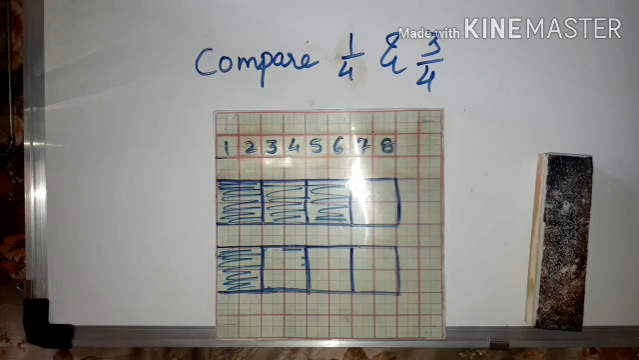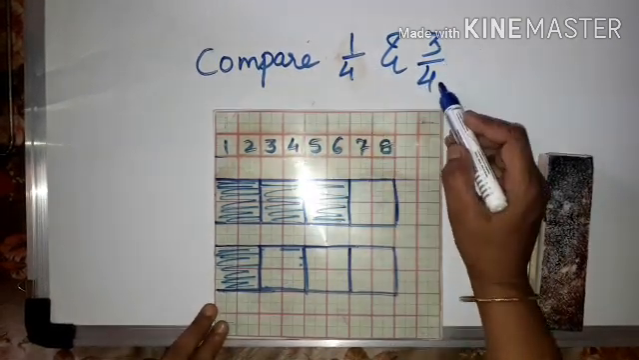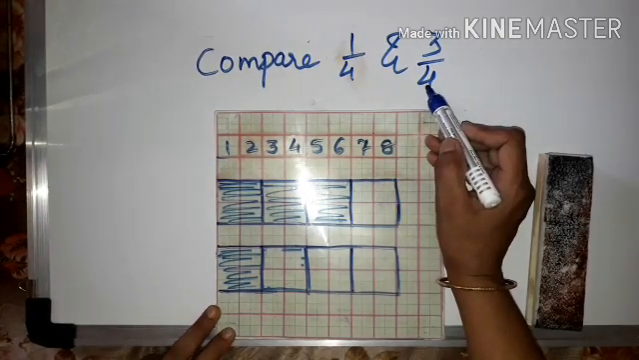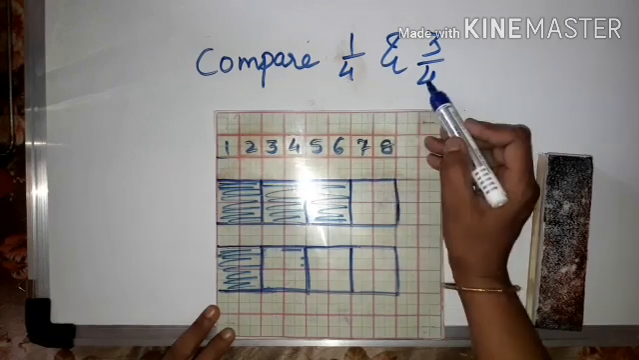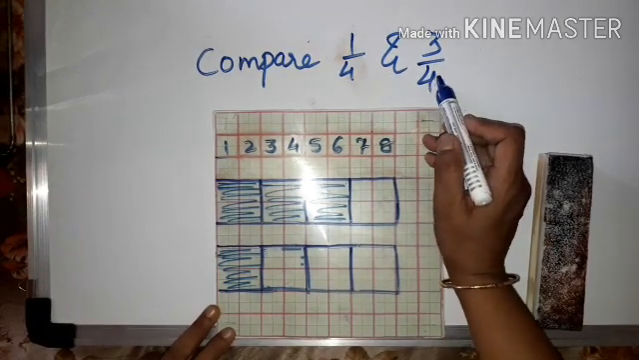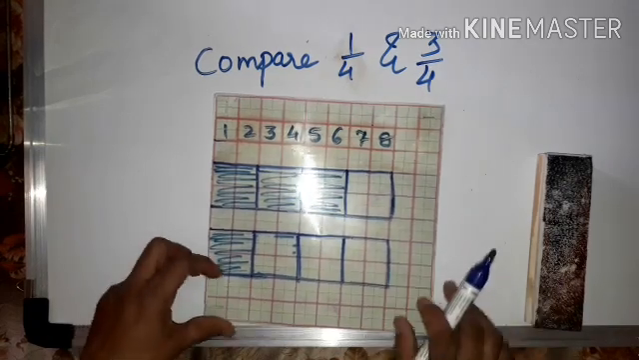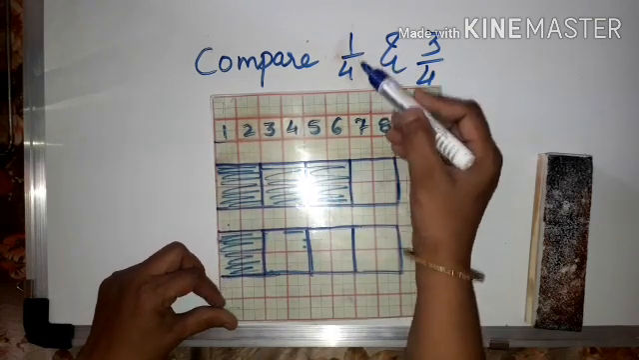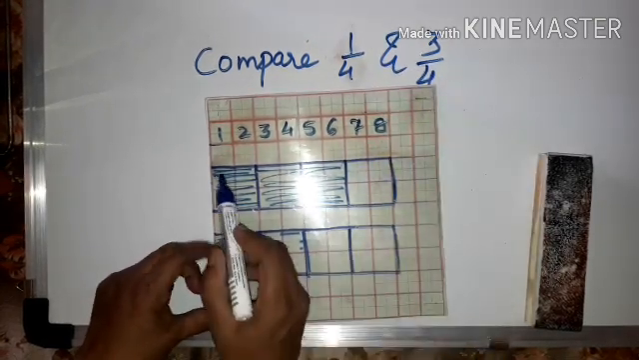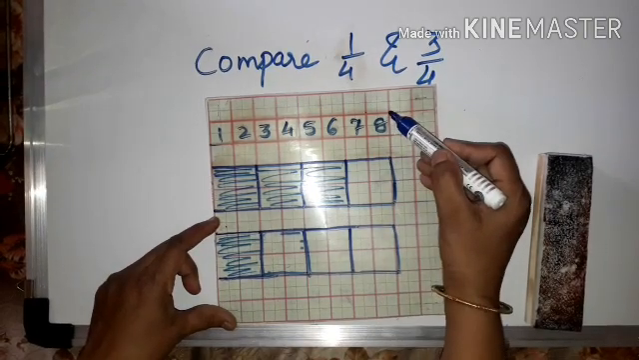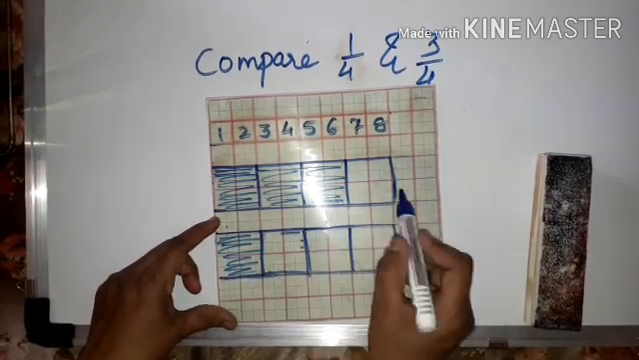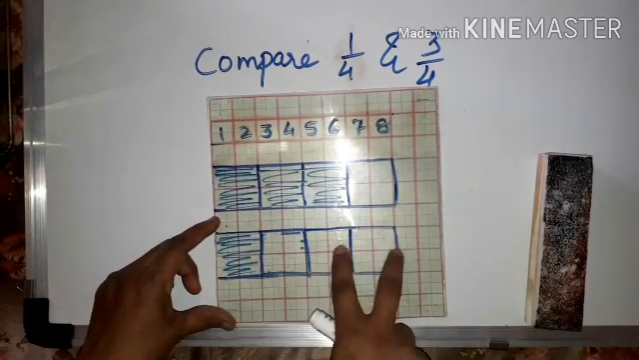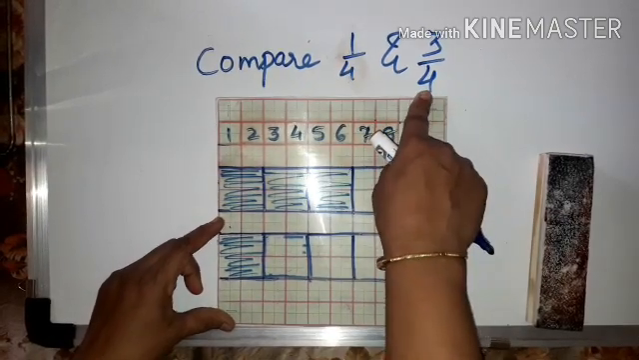Now look at the question given here. Compare 1/4 and 3/4. Here you can see that the denominators are equal. Now in case when you have the denominators to be equal, how to compare the fractions? See the figure given here. Here the two strips are given where we are going to represent 1 by 4 and 3 by 4. Each strip is divided into 4 equal parts because the denominator is 4.